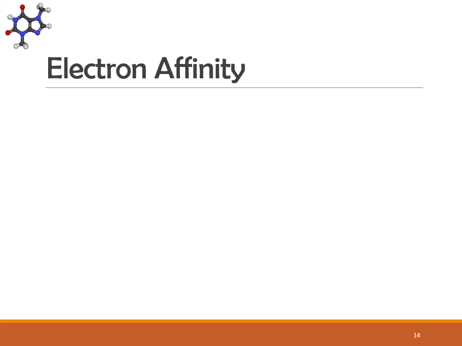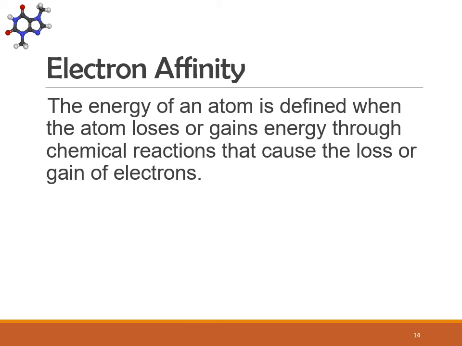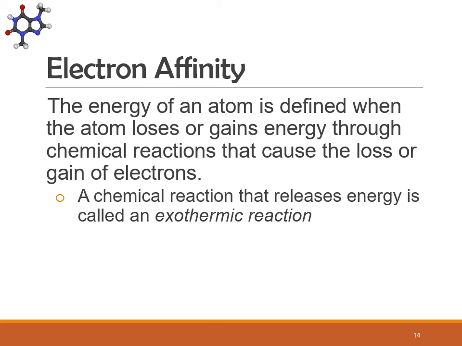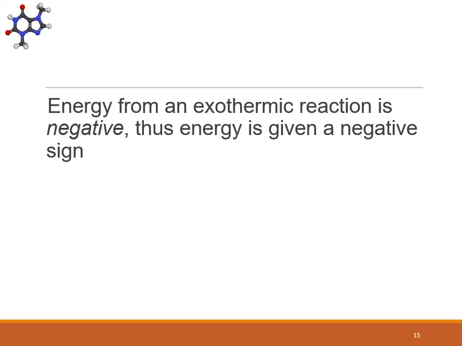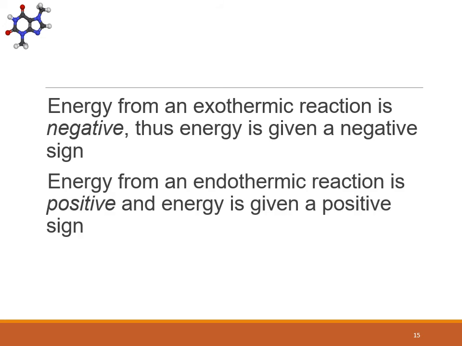What is energy in terms of the atom? The energy of an atom is defined when the atom loses or gains energy through chemical reactions that cause the loss or gain of electrons. A chemical reaction that releases energy is called an exothermic reaction. A chemical reaction that absorbs energy is called an endothermic reaction. Energy from an exothermic reaction is negative, thus energy is given a negative sign. Energy from an endothermic reaction is positive, and energy is given a positive sign.